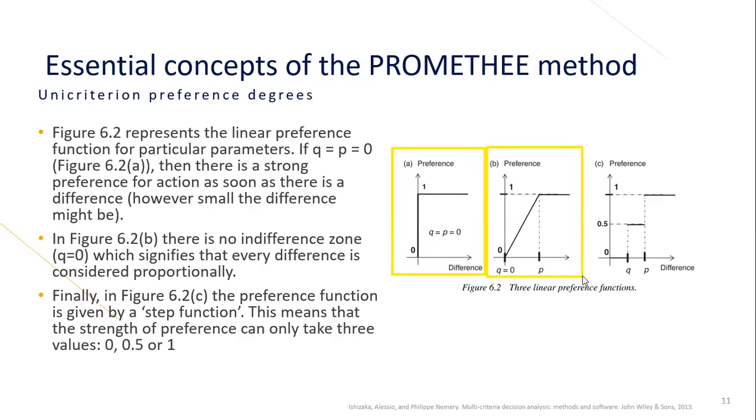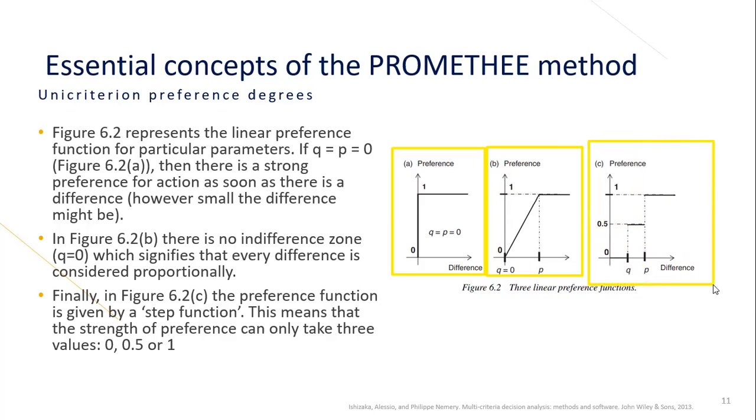Here is Q and P, and Q will be equal to 0, P will be something. So it means that whenever you have a difference, you will have some preference, but the preference will become absolute or strong preference after one threshold called P here.